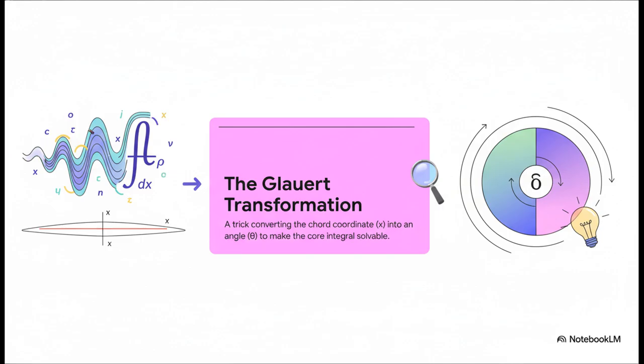But Glauert had this genius idea. What if we just map that straight line onto a circle? We transform that x-coordinate into an angle, theta. And that one simple, clever trick, it's like finding the key to a lock. It just opens up the entire problem.